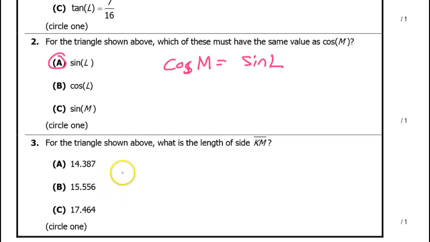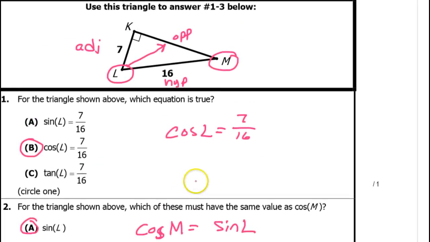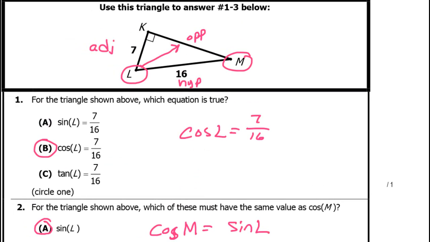Okay, number 3. For the triangle shown above, what is the length of side KM? Alright, KM. So let me erase all of this and start over. So if we're being asked for KM, I'll just put an X right there. So that means we're given two sides and we're looking for the third. Whenever this happens, we are to use the Pythagorean theorem. A squared plus B squared equals C squared. Make sure that you put the hypotenuse as the C squared.